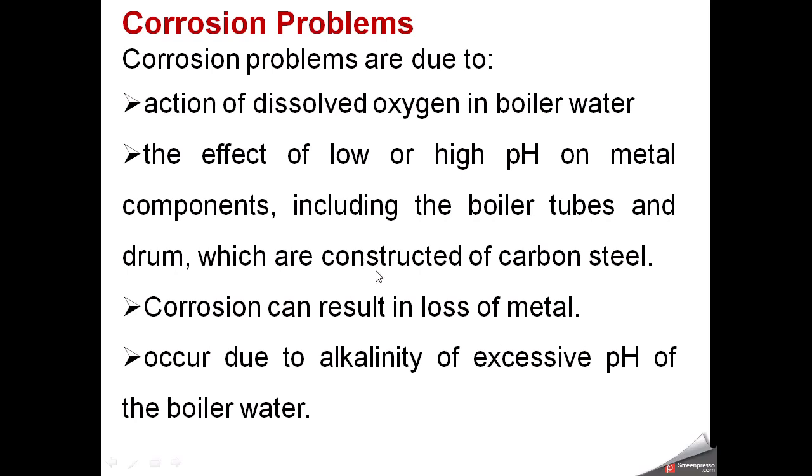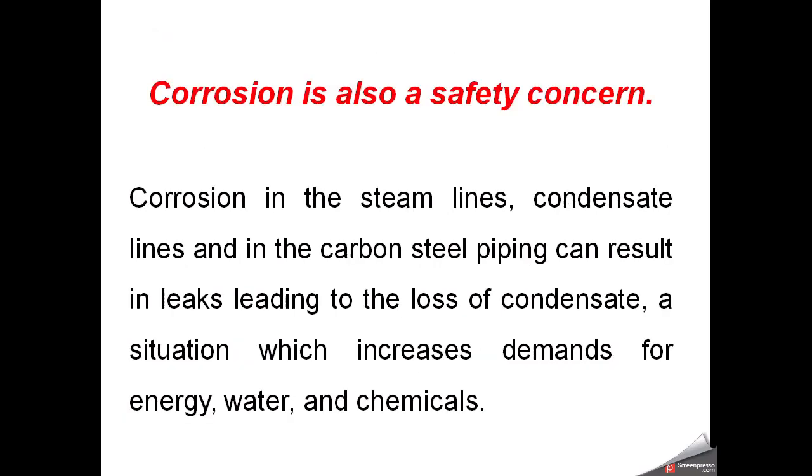Corrosion can result in loss of metal, that is, metal will be lost at some places. This is also corrosion, and occurs due to the alkalinity or excessive pH of the boiler. If the pH is continuously exceeding the limit, then that alkalinity, which is due to hydroxide, will start corroding the system. So corrosion is also a safety concern, very important. We have to look keenly at the corrosion phenomena.